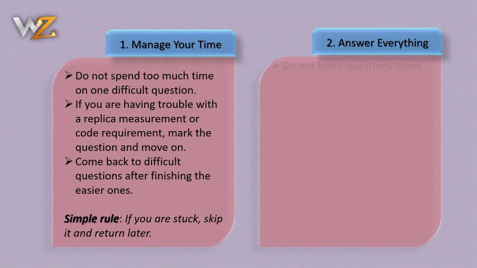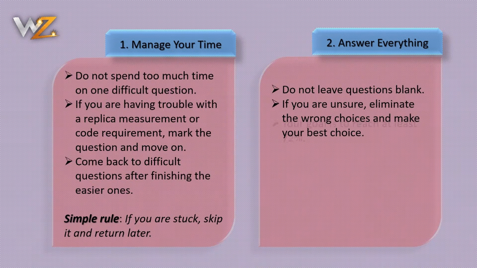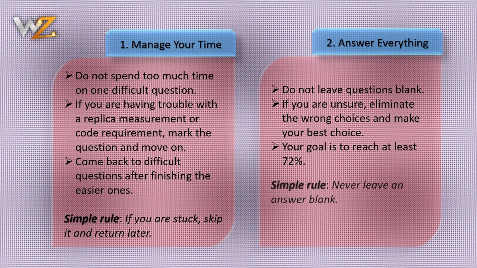Number 2, answer every question. Try to answer all 46 questions. Do not leave questions blank. If you are unsure, eliminate the wrong choices and make your best choice. Your goal is to reach at least 72%. Simple rule: never leave an answer blank.